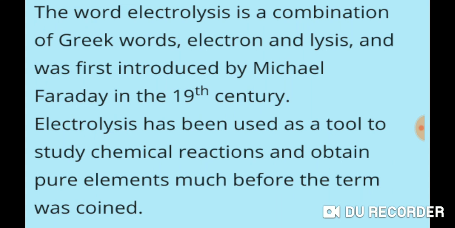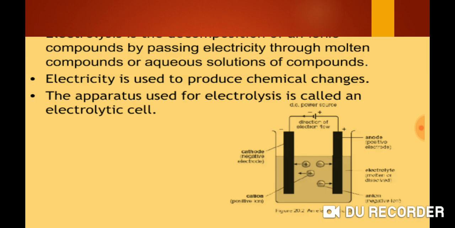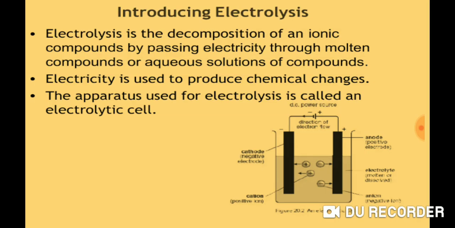The word electrolysis is a combination of the Greek words electron and lysis and was first introduced by Michael Faraday in the 19th century. The word electrolysis was given by Michael Faraday. Keep this thing in mind. Electrolysis has been used as a tool to study chemical reactions and obtain pure elements much before the term was coined.